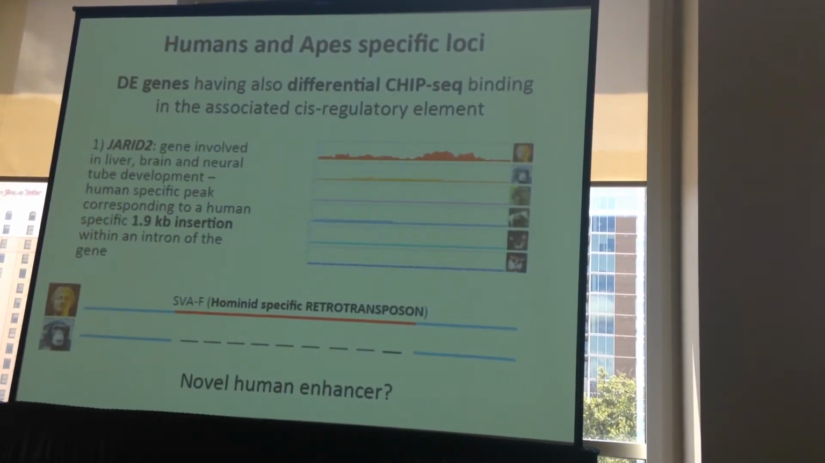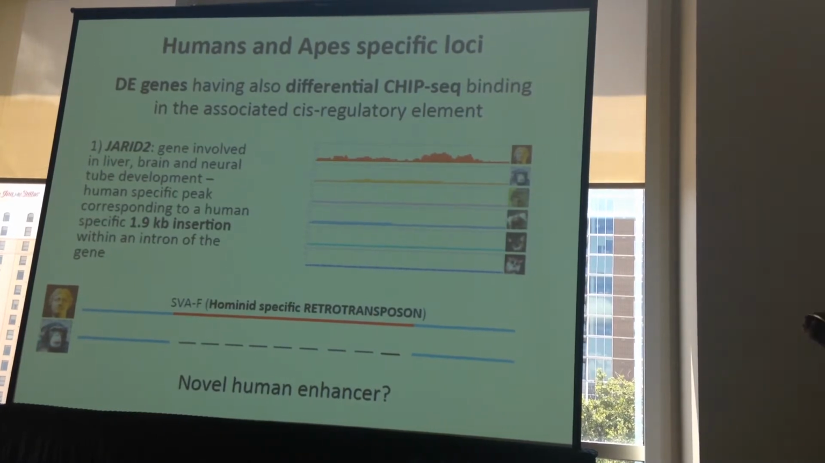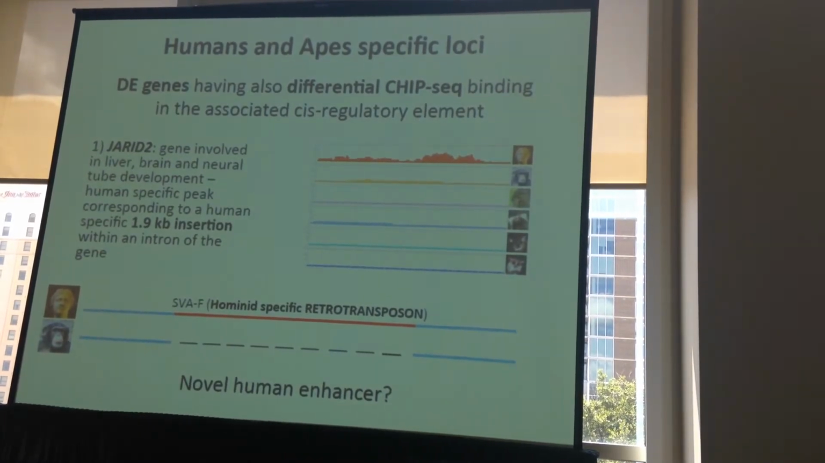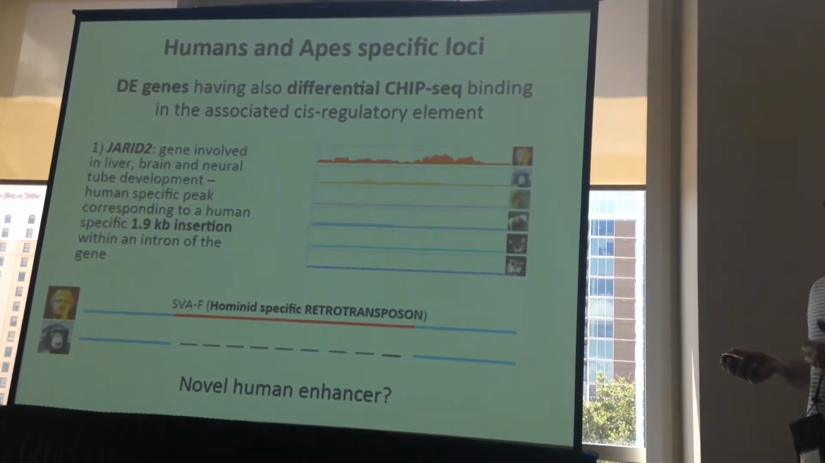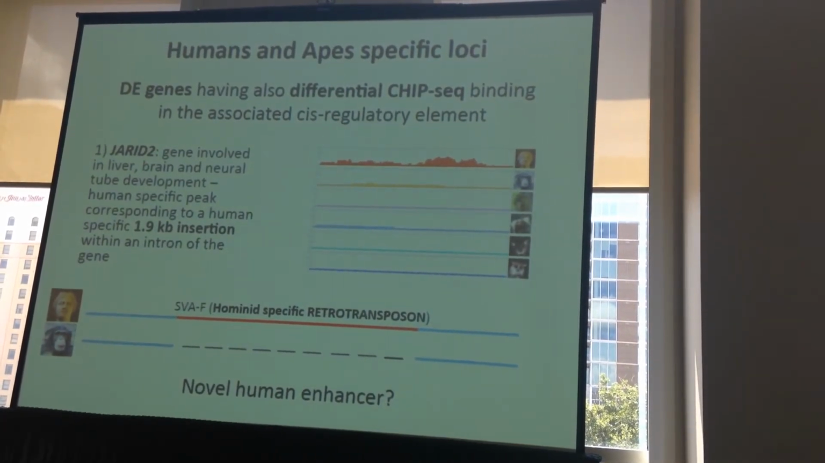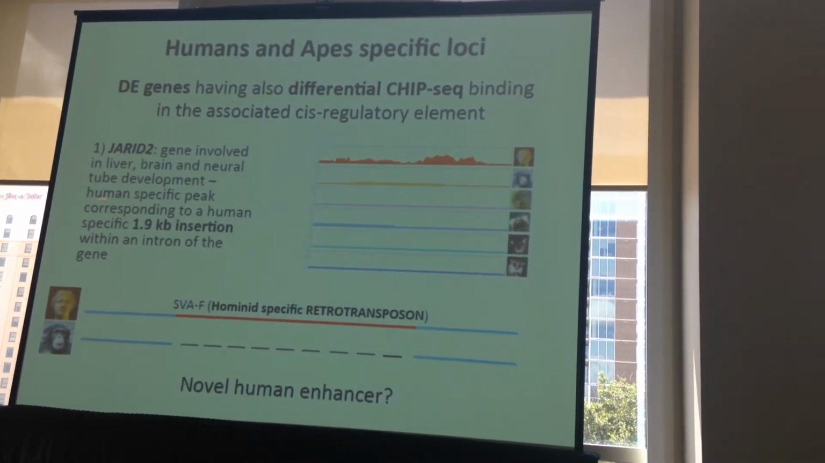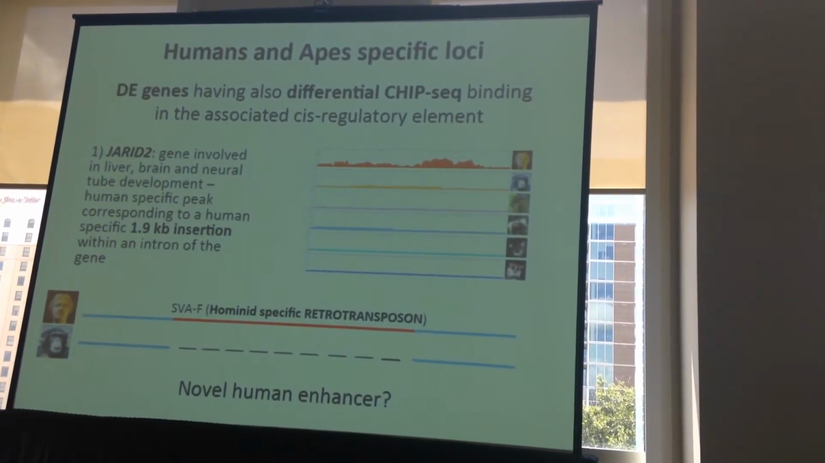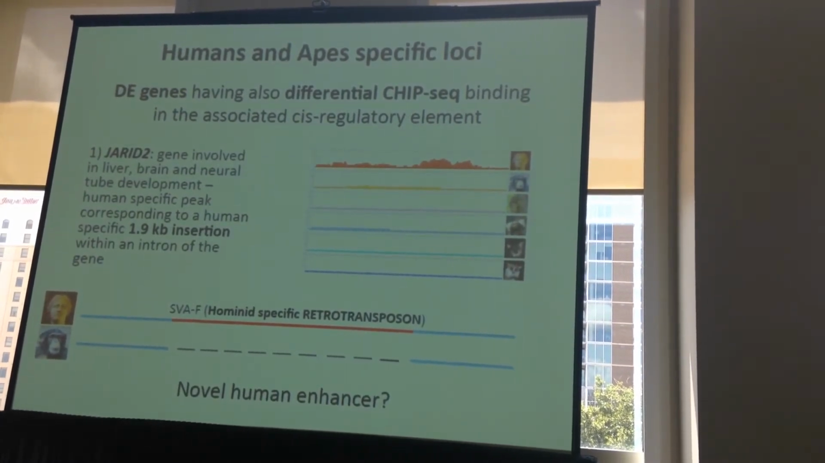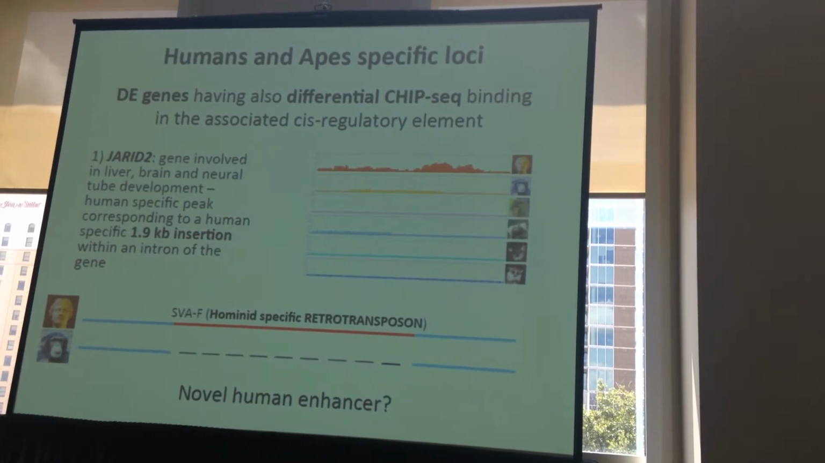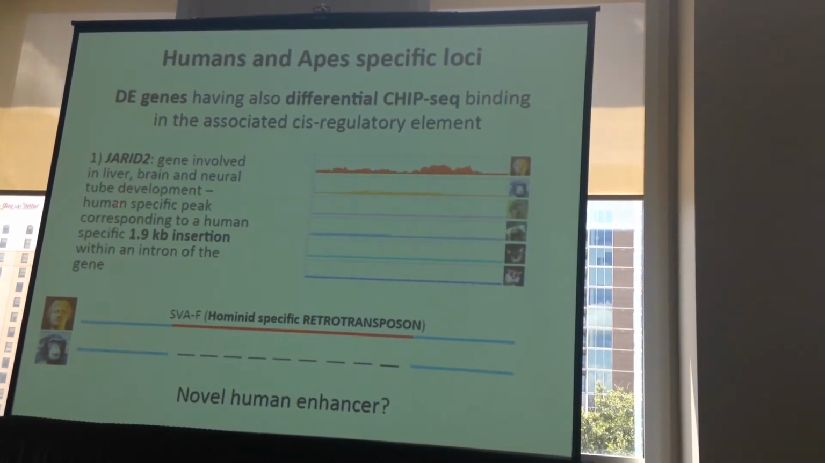Finally, the last analysis that we performed was, okay, let's look specifically into some of these loci where we found both a human or ape-specific ChIP-seq binding, so human or ape-specific enhancer, basically, and also an associated differential expression of the associated genes, so genes that are upregulated in correspondence to an enhancer that is functional only in the specific species. So I'm going to show you just a couple of examples.